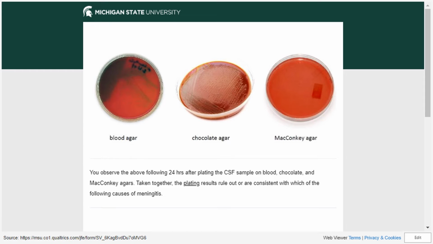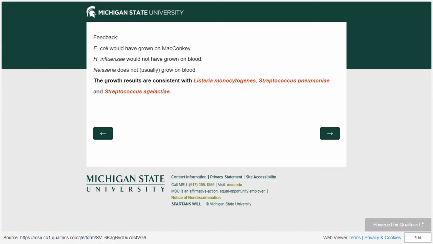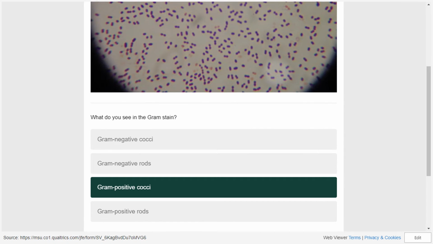Here they interpret the growth on the different media and choose which bacteria it's consistent with or rules out, as they're filling out their lab report as they go through this. And they get feedback on the correct answers. We ask what kind of hemolysis it is, and it could be alpha, beta, or gamma. In this case it's alpha because of the greenish color.